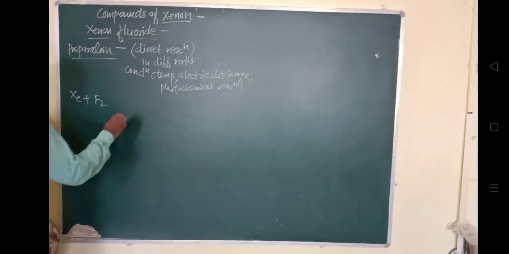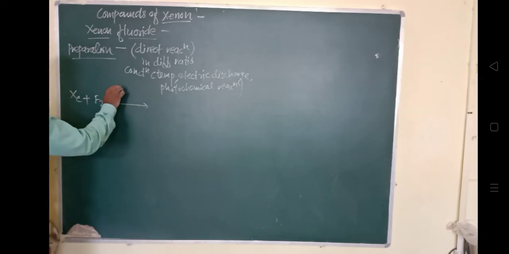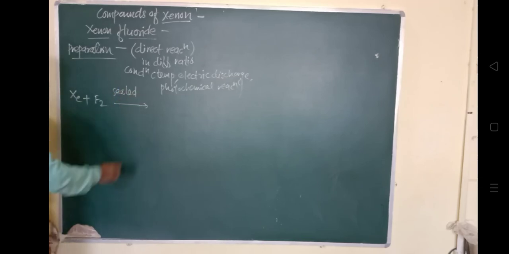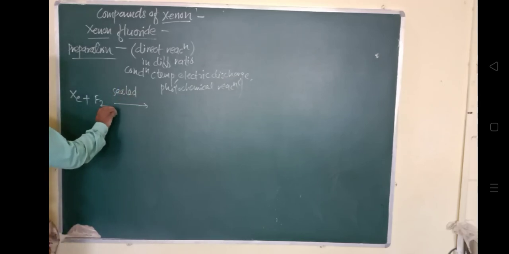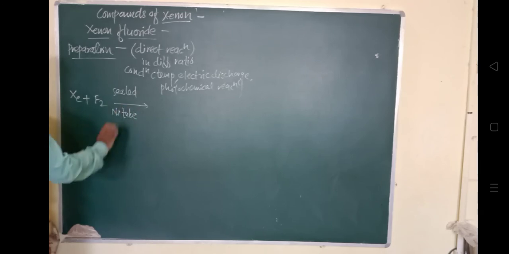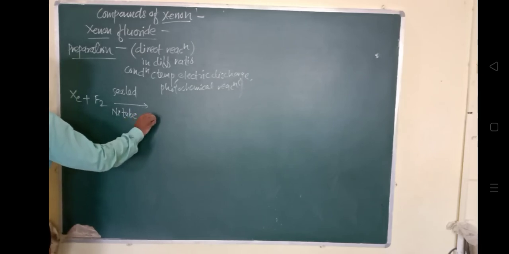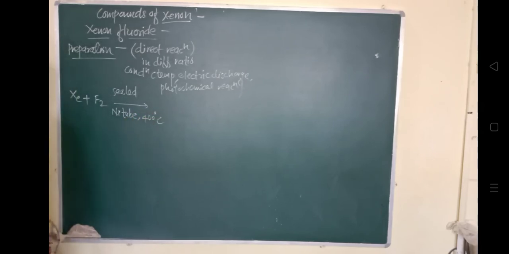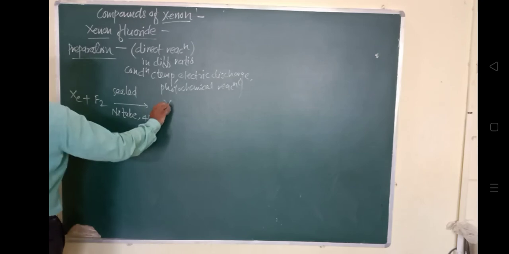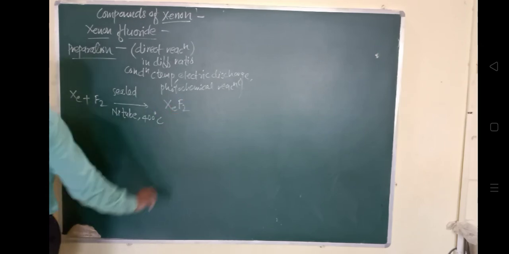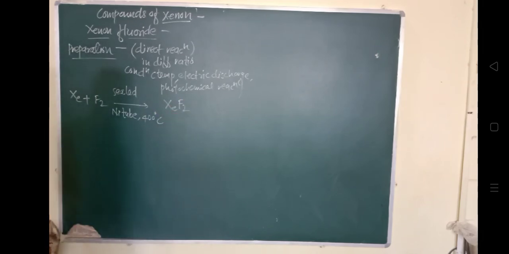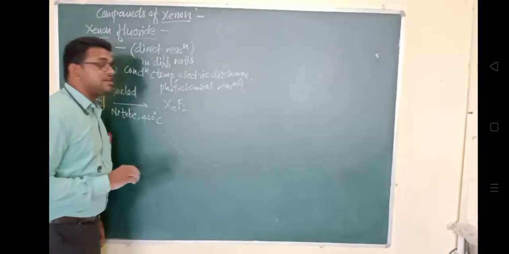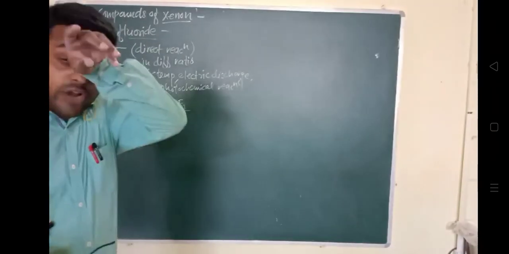At what condition it is forming? When it is completely sealed, in Ni tube, and at 400 degrees Celsius it is forming xenon fluoride. So these are the various conditions. These are direct reactions, in different ratios. आप देख सकते हो यहाँ पे different ratio. So it is 1:5 ratio है यहाँ पे, आप बोल सकते हो 1:5 ratio.